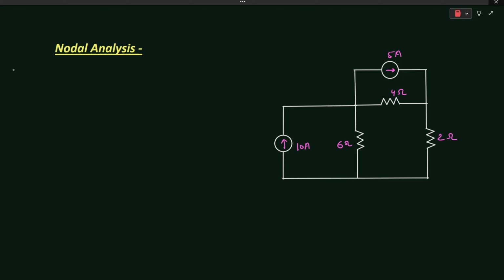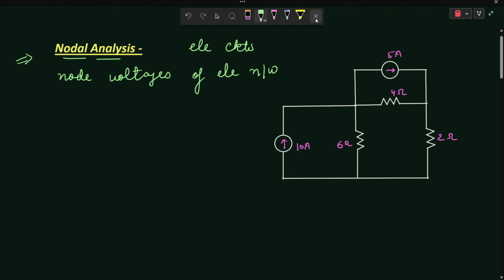In this tutorial, we are going to learn about a technique known as nodal analysis. Nodal analysis is basically used for analyzing various kinds of electrical circuits, and it is used to find the values of the node voltages of an electrical network. Nodal analysis basically uses the concept of KCL, Kirchhoff's current law, plus Ohm's law.